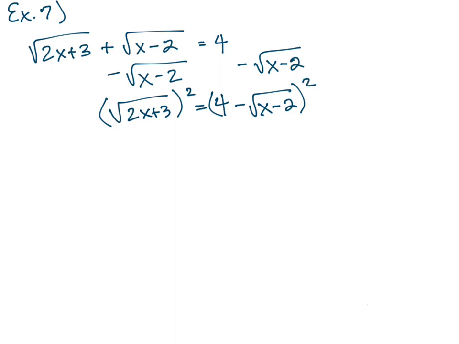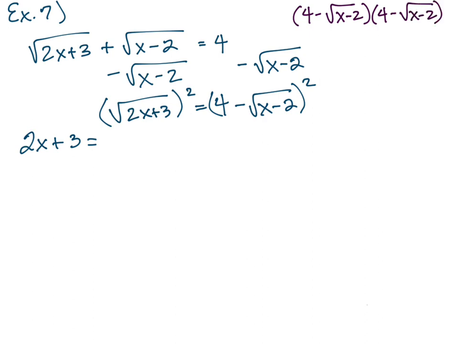Okay. So on the left side, when I square the square root, I'm left with 2x plus 3. On the right side, I've created this situation where I have a binomial. So I'm going to change colors up here. 4 minus the square root of x minus 2 times itself. 4 minus the square root of x minus 2. Right? So we're going to FOIL this one out. The first piece, I'm going to have 4 by 4. That makes 16.